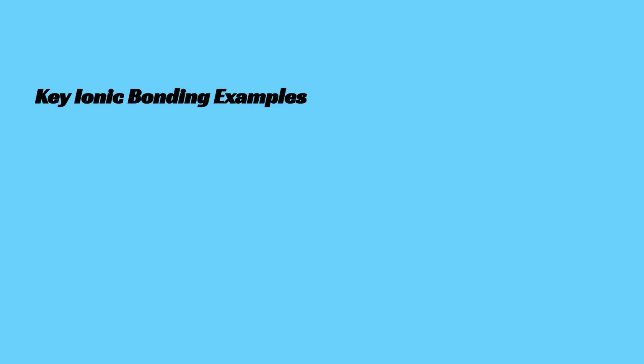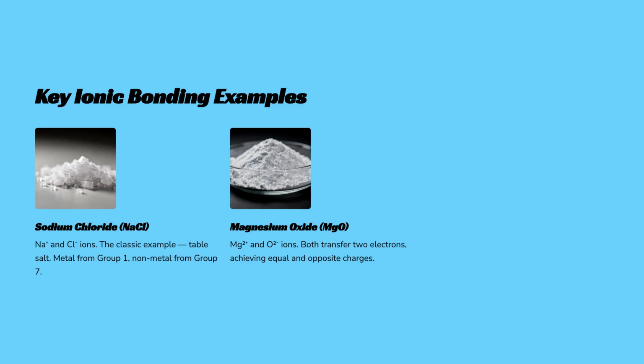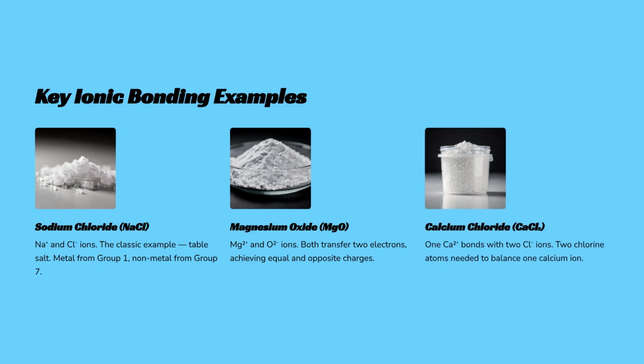Examples of ionic bonding include sodium chloride, formed by Na+ and Cl- ions. Magnesium oxide involves Mg²+ and O²-, both transferring 2 electrons. Calcium chloride requires 2 Cl- ions to balance 1 Ca²+ ion.